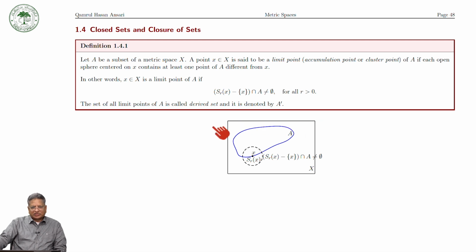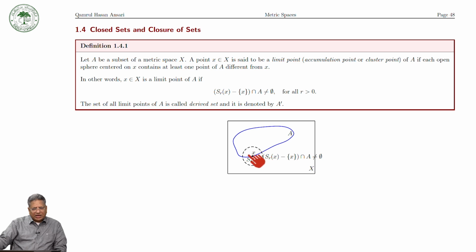So, suppose X is your metric space, A is a subset of X, then a point x, it might not be in A. So the point x in capital X is called a limit point of A if every open sphere centered on x contains some point of A other than x. So that's why you see here is every.